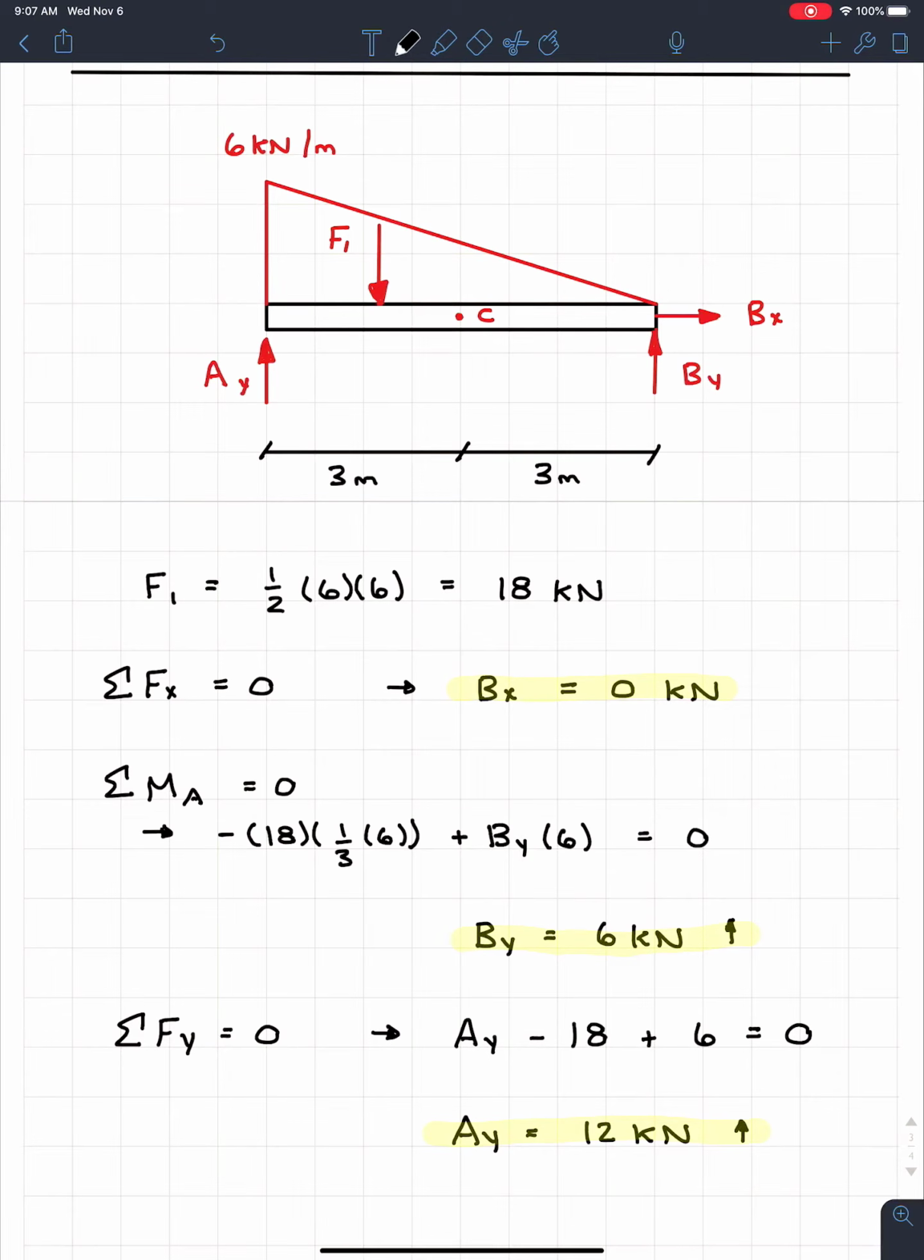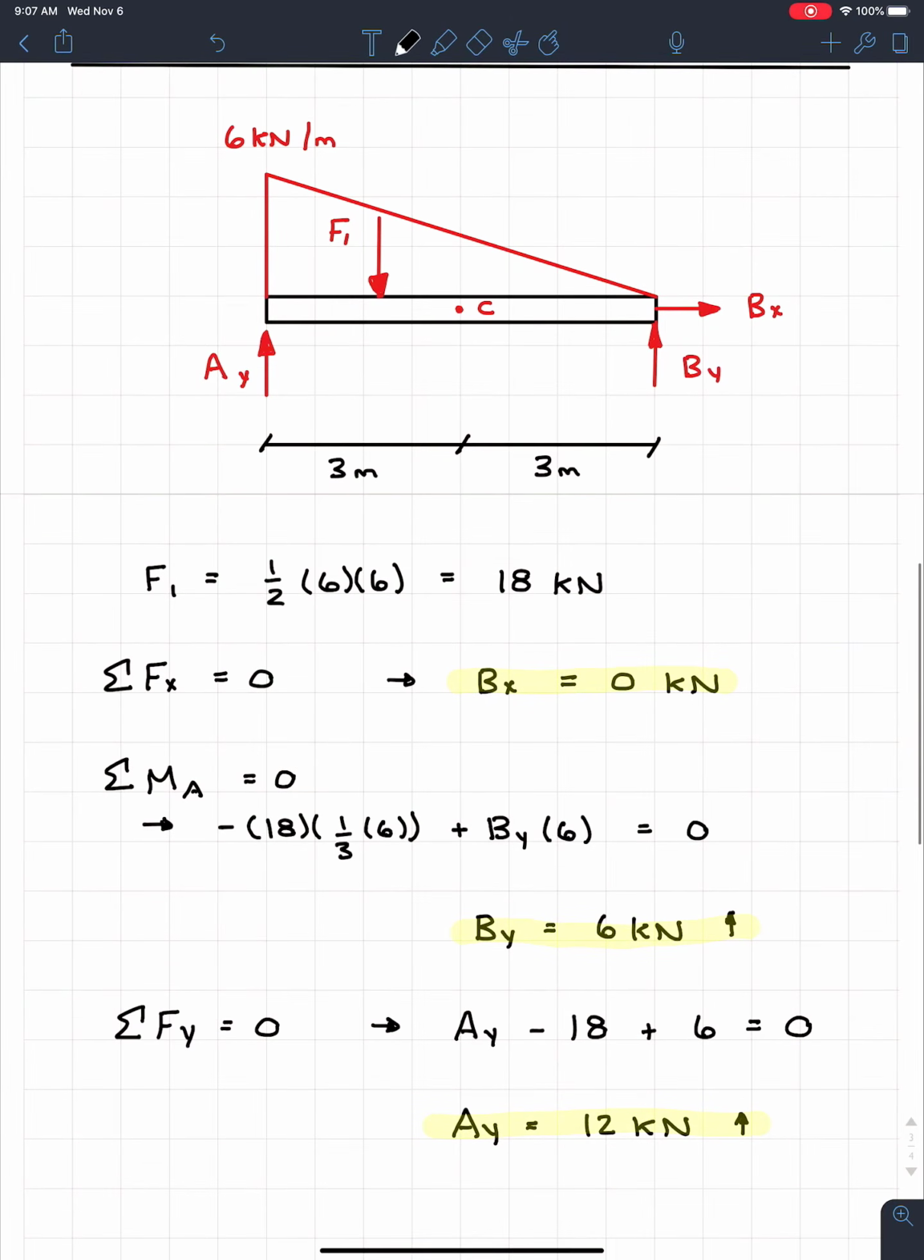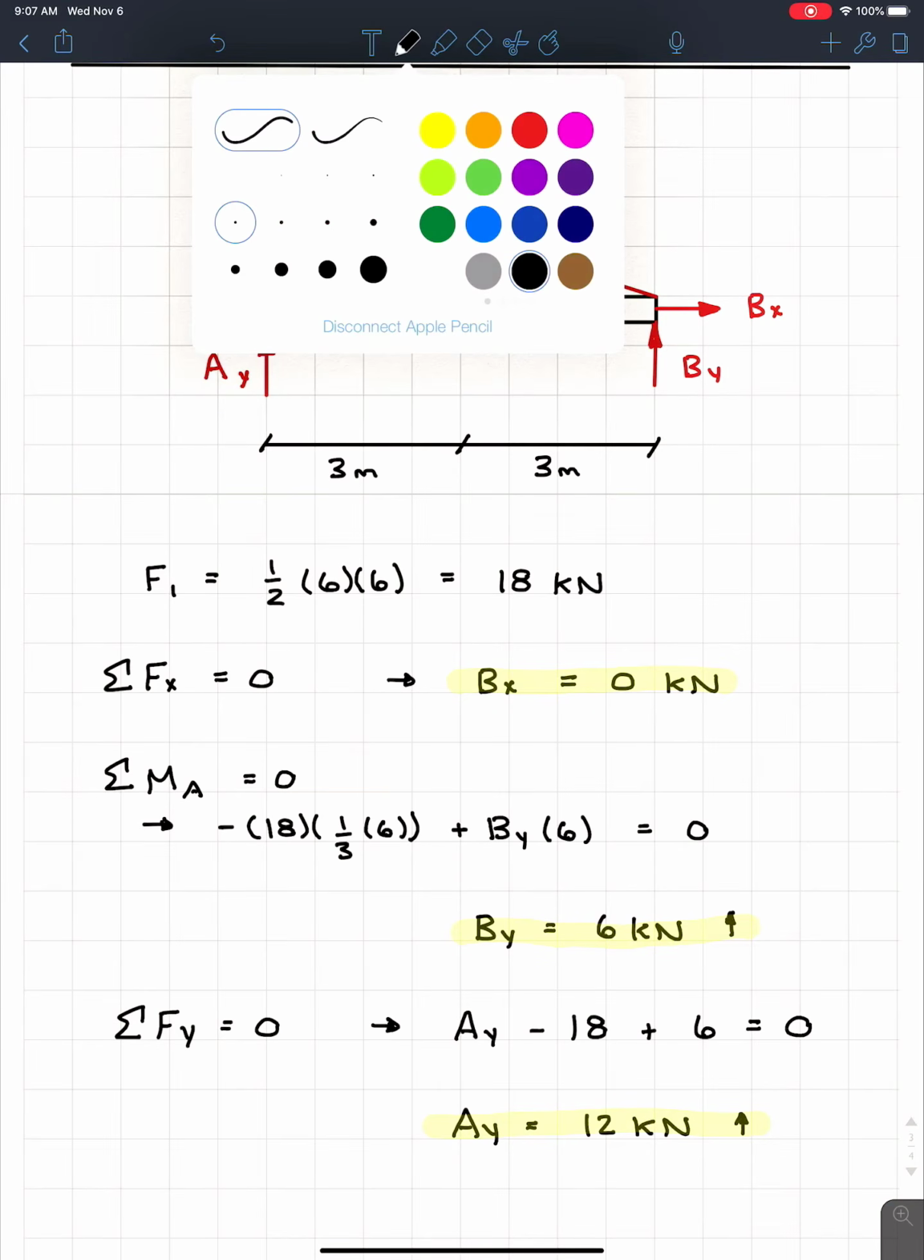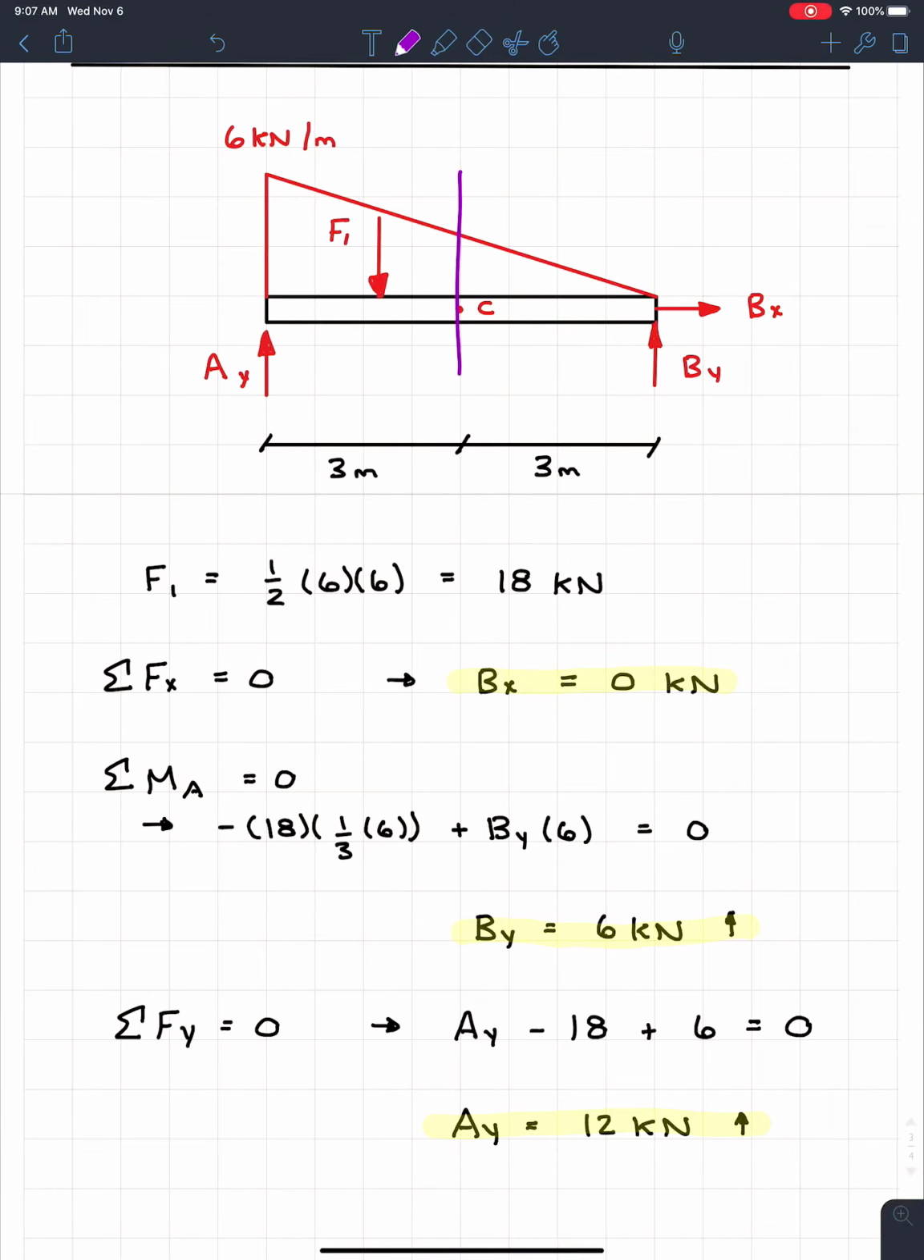So from here, we can actually go into the fun stuff, which is finding those internal forces. So looking at our free body diagram, we want the internal forces at C. So we're going to cut the beam at C.